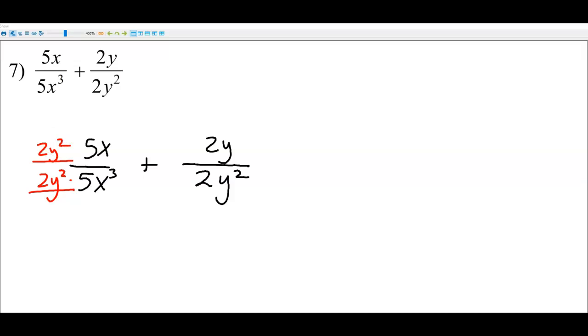All right. Let's go ahead and take a look at the other side there. Armani, what would I multiply this side by? 5x3. 5x3. All right, let's go ahead and simplify those up by multiplying those together. Amaya, what would this be? 2y squared times 5x.